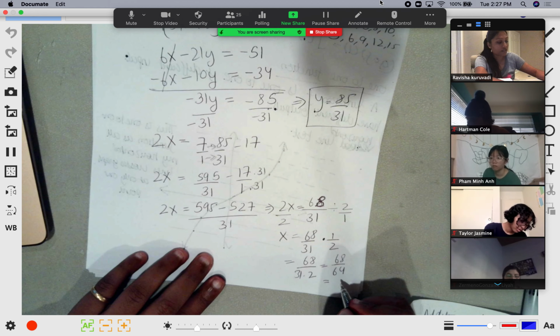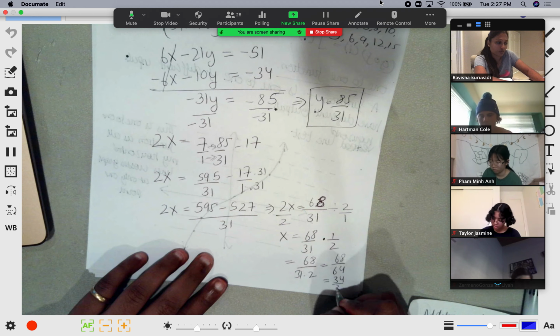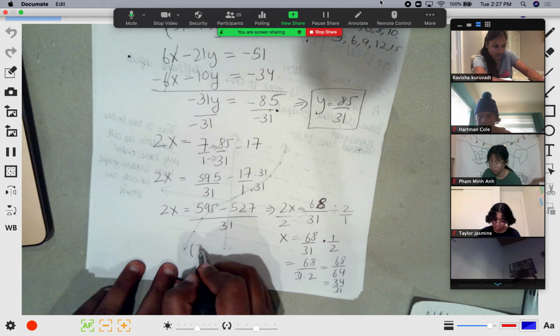Is it 2? Yes. When you divide both by 2, you will get 34 over 31. So your answer is 34 over 31 and 85 over 31.